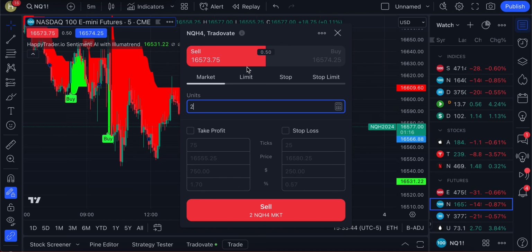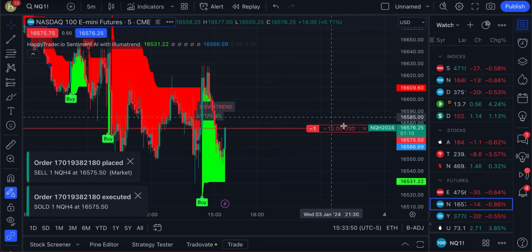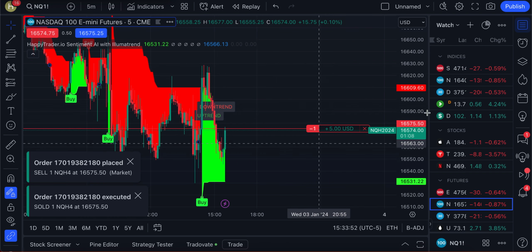We're connected with Tradovate through TradingView, and we're just going to go 1 unit short on the NASDAQ, which is going to be a pretty big notional. We're going to take that trade, and we are looking bearish today.